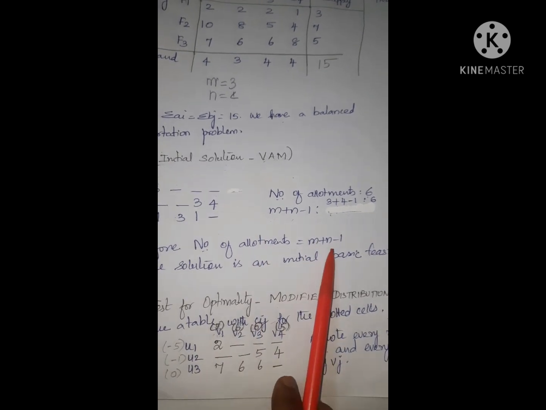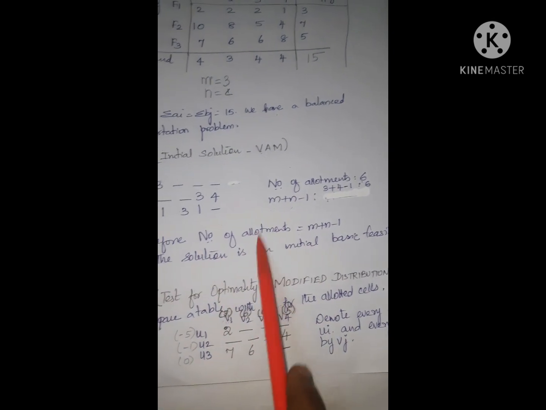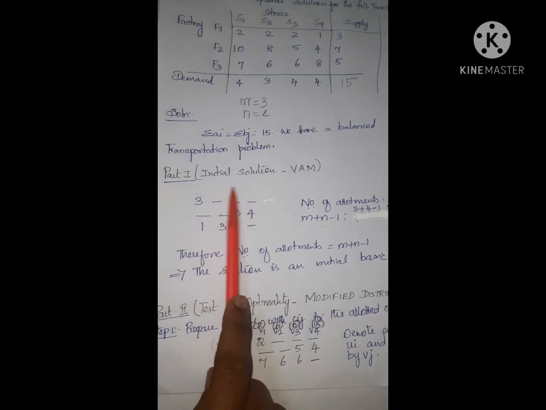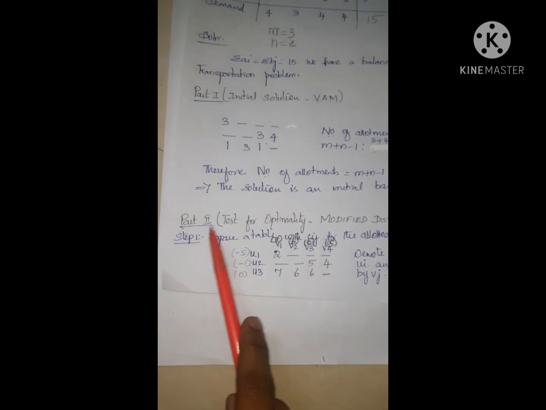Whenever the number of allotments and m plus n minus 1 are the same, we call that solution a basic feasible solution. So this expression is satisfied for the initial solution. Therefore, this initial solution is called the initial basic feasible solution. Because it is an initial basic feasible solution, we will now proceed to the test for optimality, that is to find the optimal solution, which is part 2 of our solution.